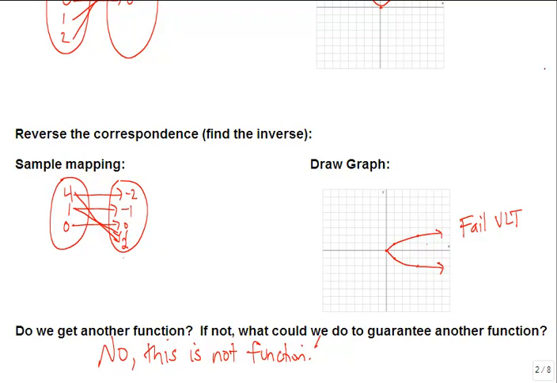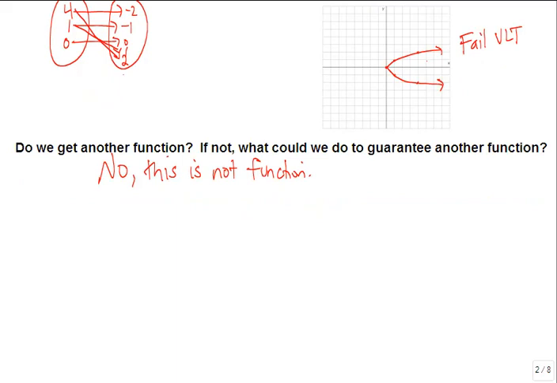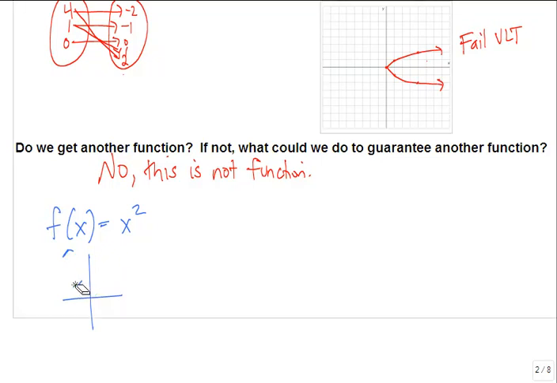Now, is there a way to change this problem slightly so that we do allow there to be a function as a result of reversing our correspondence? And there is a way to do that. Instead of allowing the function f, which was x squared, to go through all x's and be this entire parabola on both sides, what we could do instead is restrict the domain, and I'm going to show you how to do this a little bit later.